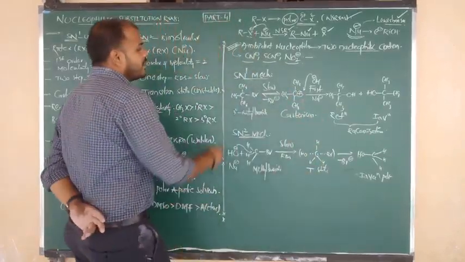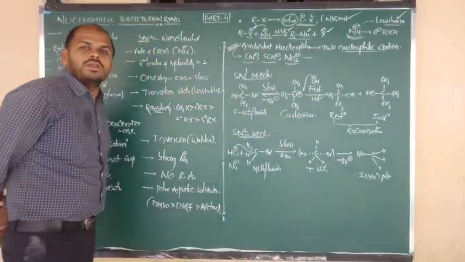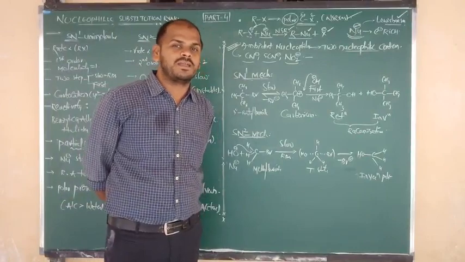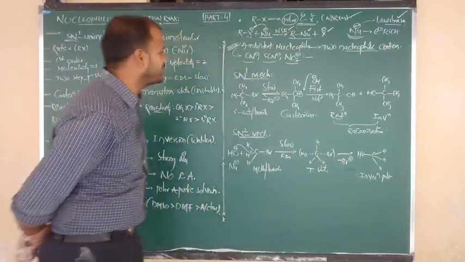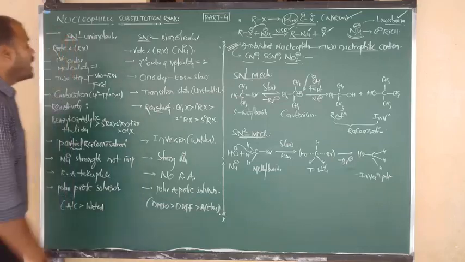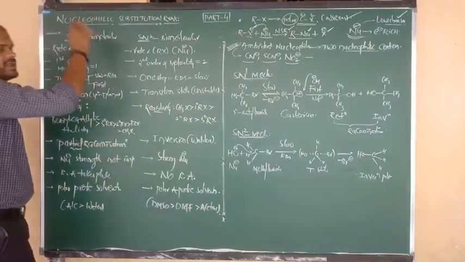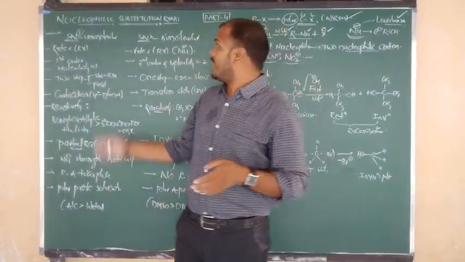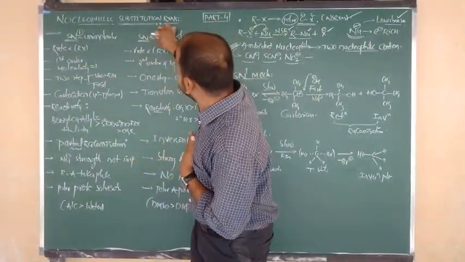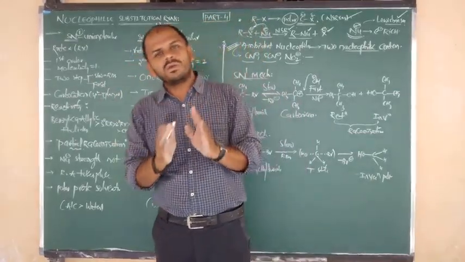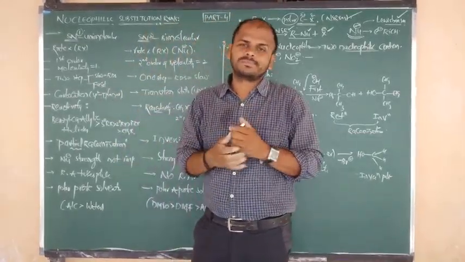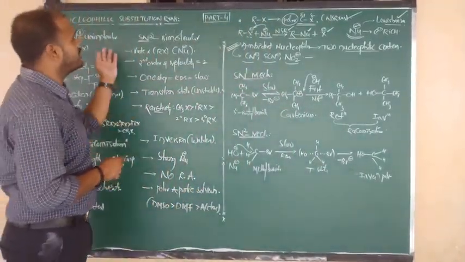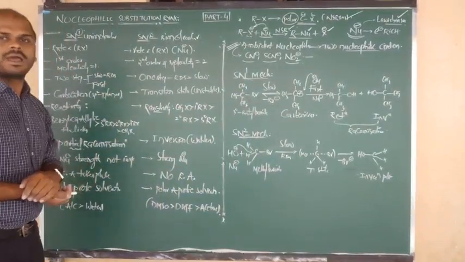Good. Next point, nucleophilic substitution reactions are classified into how many types? Two types. One is the SN1 reaction and the other is the SN2 reaction. SN1, what does the one indicate? One indicates unimolecular nucleophilic substitution reaction. SN2, here what does 2 indicate? Bimolecular nucleophilic substitution reaction. Right. So what is meant by unimolecular and what is meant by bimolecular nucleophilic substitution reactions? Let us see the meaning.